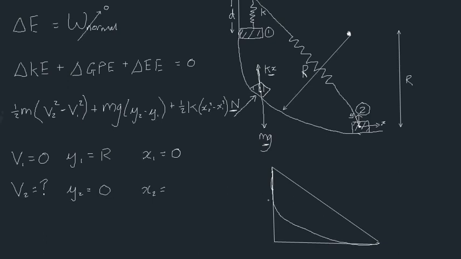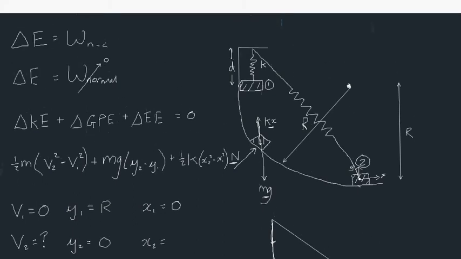Well, we know that this distance here is going to be our distance r, our radius of our circle, plus our distance d, right? That's this distance right here to here. That's going to be r plus d. I hope that makes sense.